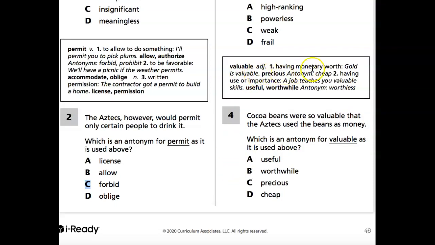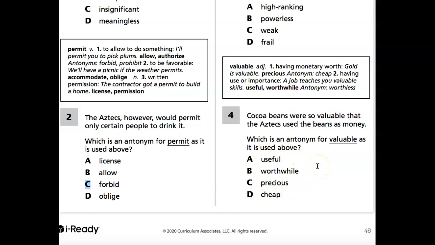Valuable, having monetary worth. Gold is valuable. Precious, it's considered a precious metal. Antonym is cheap. Another meaning for valuable is having use or importance. A job teaches you valuable skills. So synonyms there are useful or worthwhile, and an antonym is worthless. So let's look at number 4.